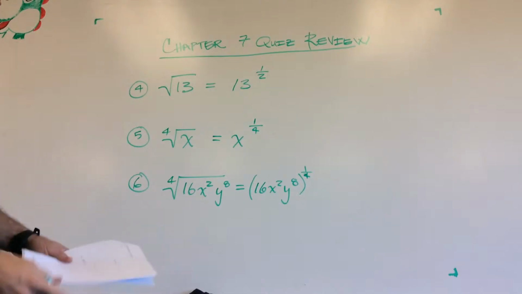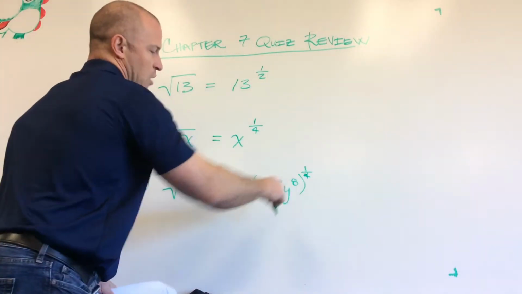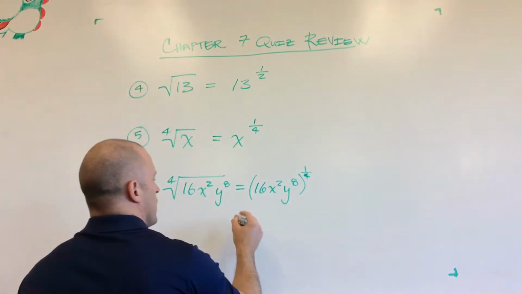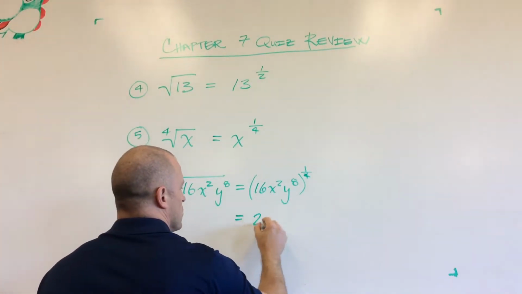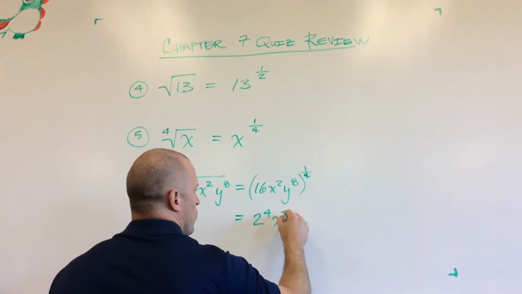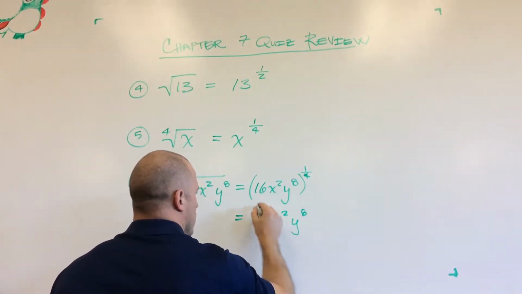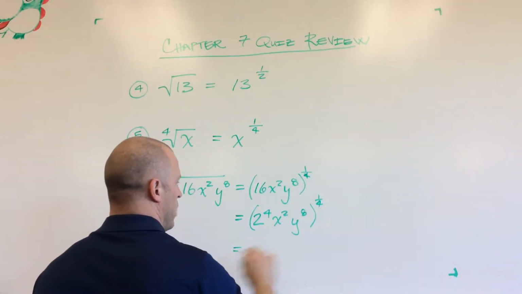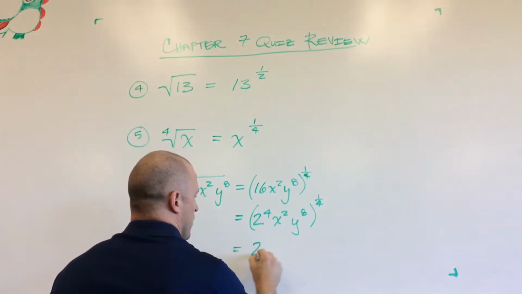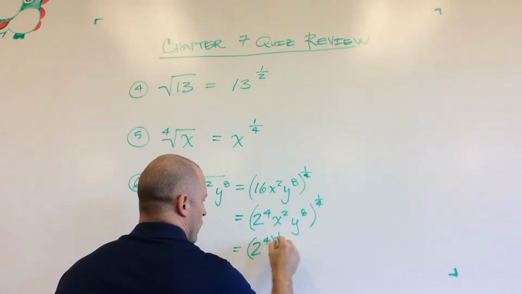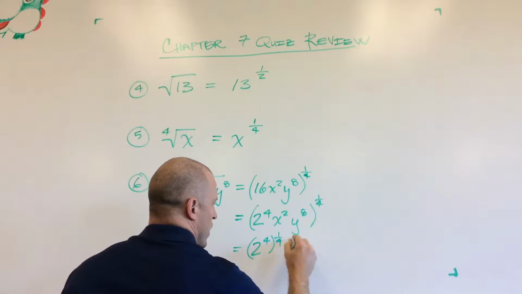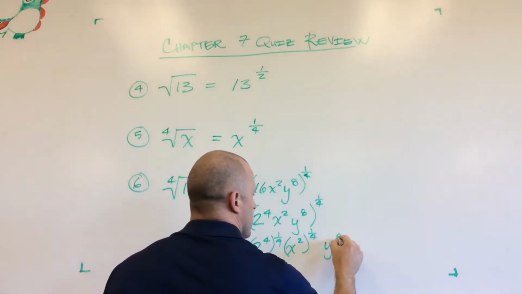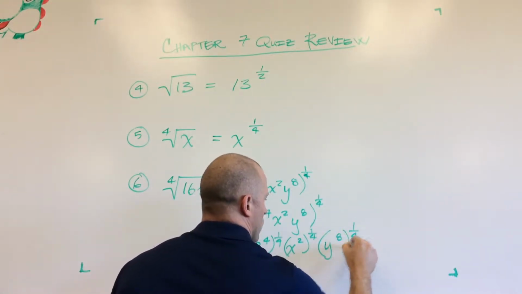All right. From there, we just need to apply the power to each piece of it. We can also see that 16 is 2 to the 4th. So we'll rewrite this way: 2 to the 4th, x squared, y to the 8th, all of this to the 1/4 power. We can then apply that power. So we're going to have 2 to the 4th to the 1/4 power, x squared to the 1/4 power, and y to the 8th to the 1/4 power.